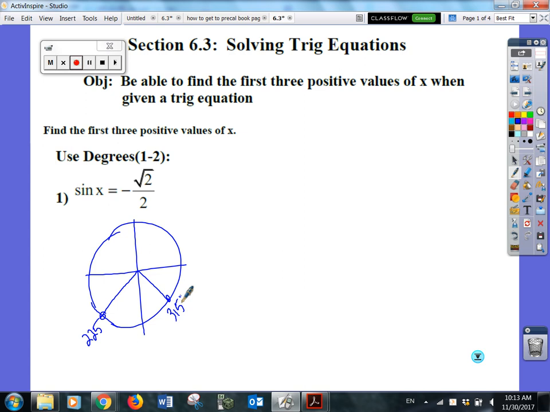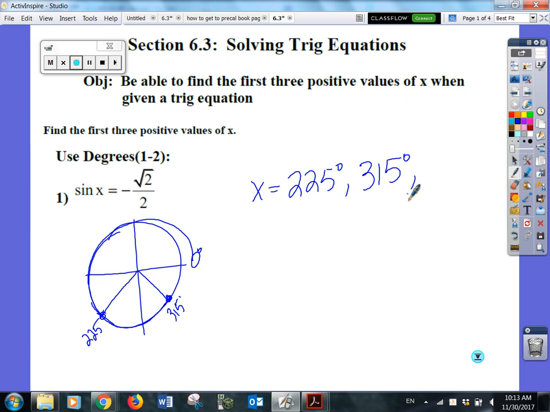The directions say find the first three positive values of x. So think about the unit circle. I'm going to start at 0 degrees. Positive goes in this direction. So the first time it happens is at 225 degrees. That's the first. Then I want to know the second positive. So if I keep going around the circle, here's the second. The second time it happens is right there at 315 degrees.